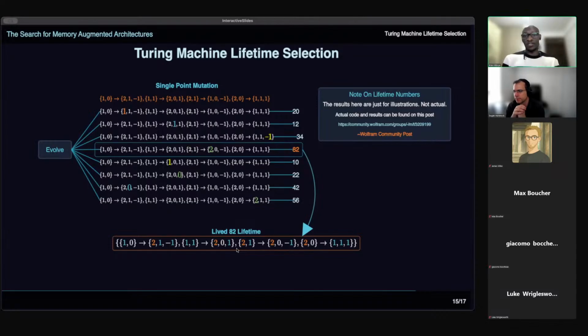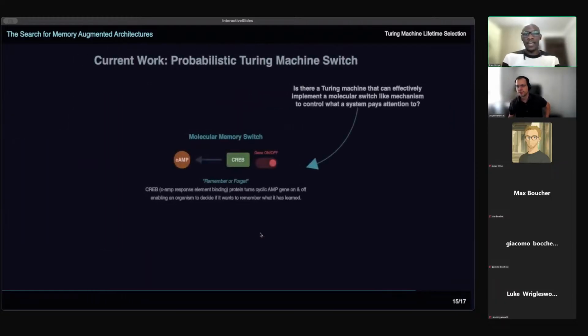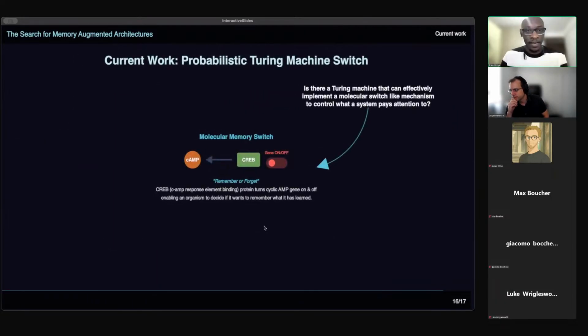But the goal of the evolution is not really just to evolve the system, but to find systems that are interesting to us, so systems that we can do things with. This evolution step is important because if I can evolve systems, then essentially I'll get rules that will help me in my current work. My current work involves the idea of probabilistic Turing machines.